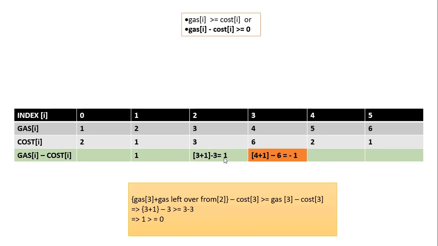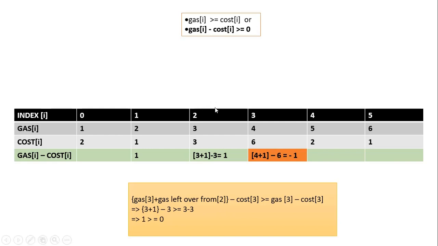So to further understand this, let's say you started at the second station. In that case, the difference between gas and cost would be 3 minus 3, which would be 0. So when you moved on to the third station, it would be 0 plus 4 minus 6, which would be minus 2, and that is a negative value again. That means you cannot start at the second station as well.